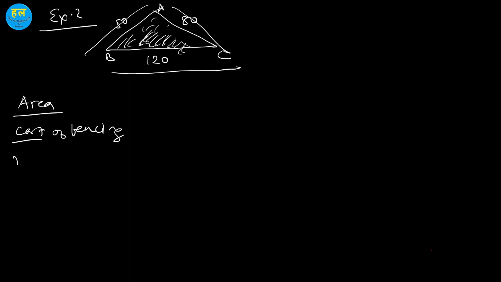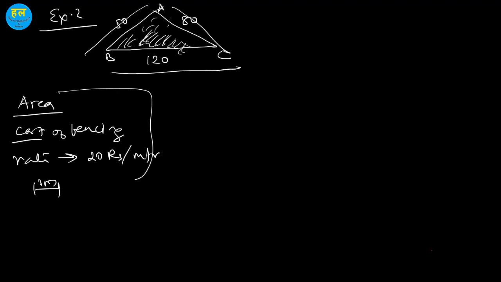The rate of fencing is 20 rupees per meter. And we have to leave a gate of 3 meters for people to enter. Okay, this is our information given. We already know that for doing fencing we have to find the perimeter.